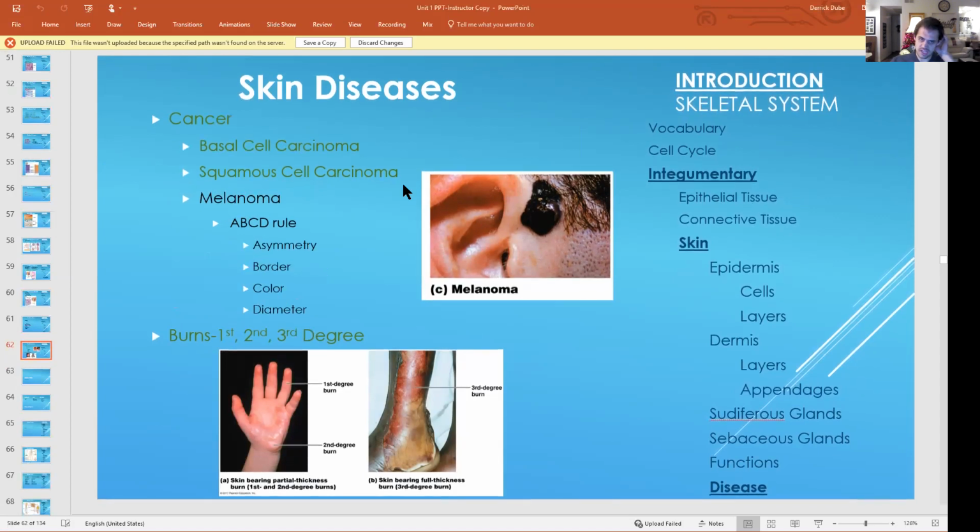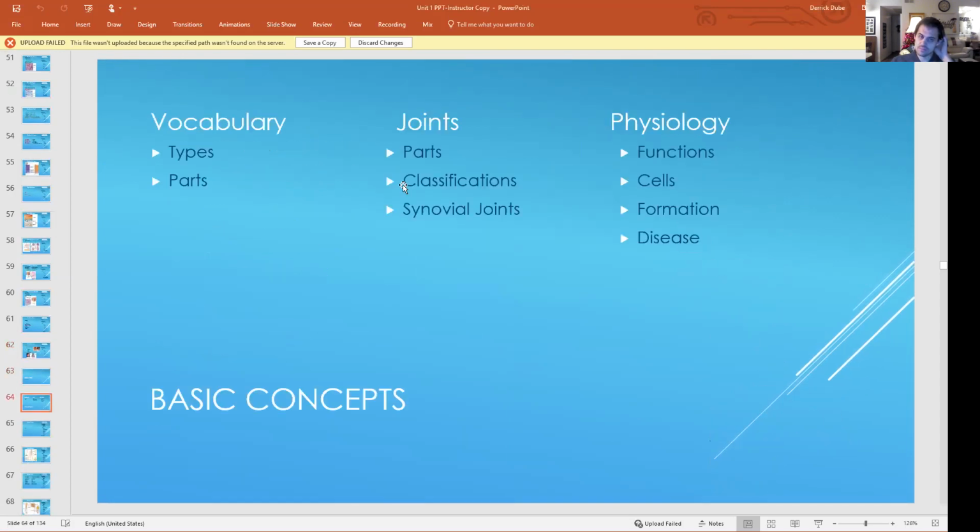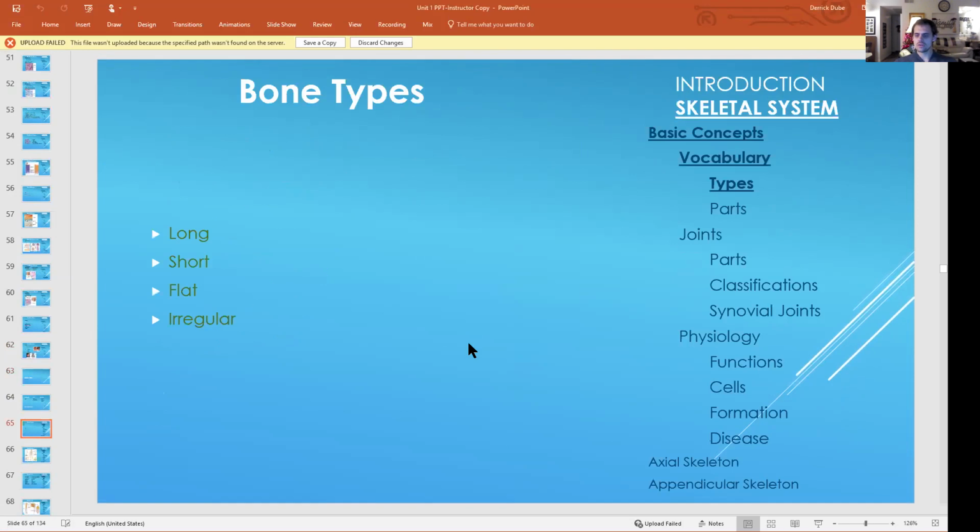I need to delete this slide as well. Okay, go through bone types. Let's see, what do I want to say about this?